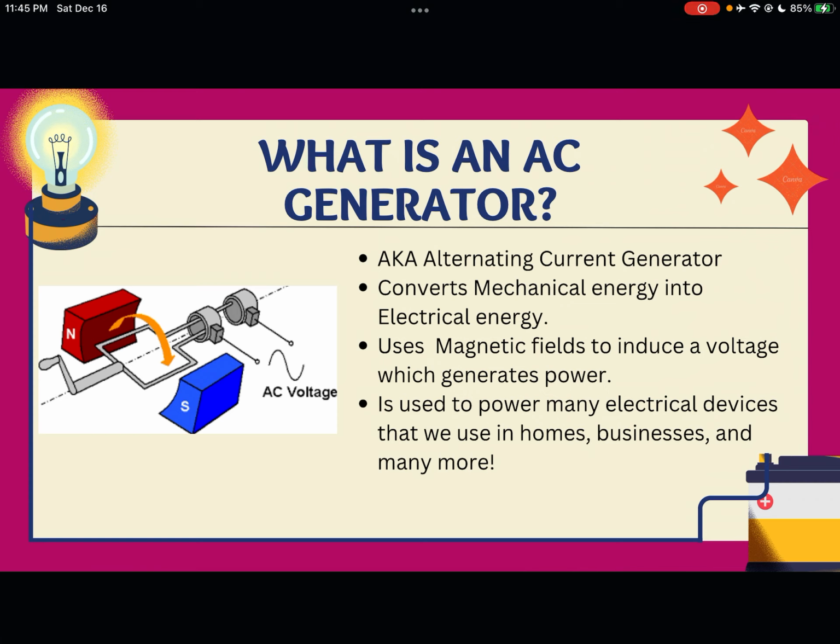How? By mechanical energy through the spinning in the picture. The spinning is what I'm going to explain later. But right now, let's go through the bullets. First, it converts mechanical energy into electrical energy. Then, it uses magnetic fields to induce a voltage, which generates power. This type of generator is used to power many electrical devices that we use in homes, businesses, and many more, due to the fact that this is the only generator that every country uses to power up their homes. DC generator is something else, and we're going to talk about that later.